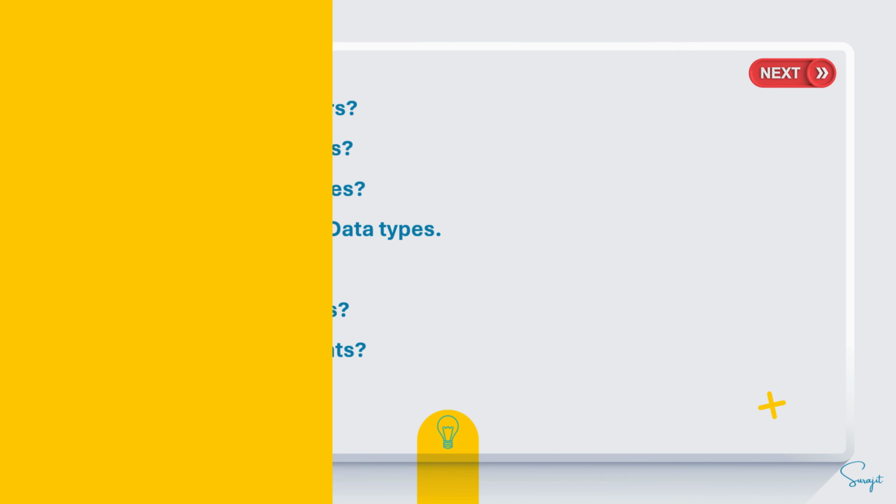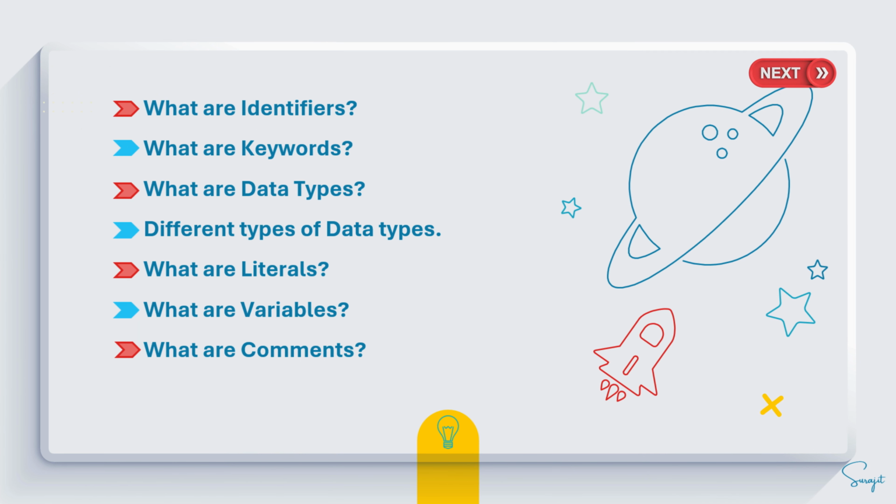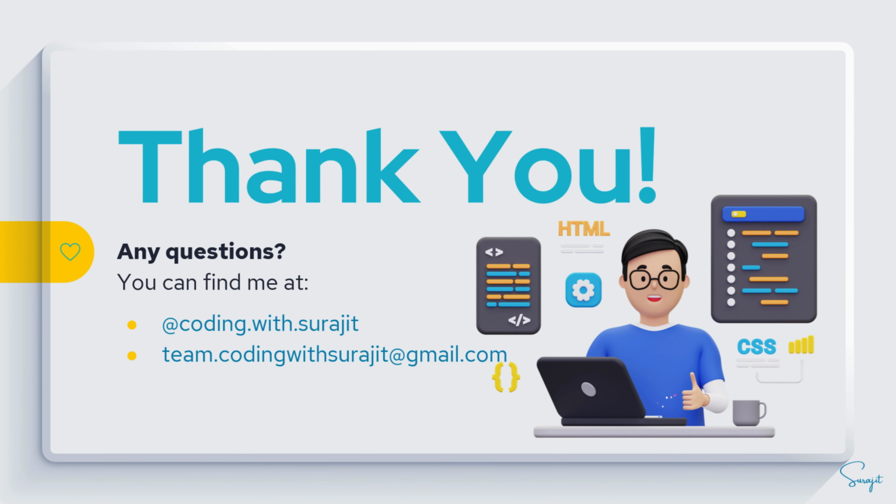In the next video we will write more Java programs, and we'll try to understand the basic fundamentals of Java. What are identifiers? Keywords. Data types. Different types of data types. What are literals? Variables and comments. And many more. And that's a wrap on this video.